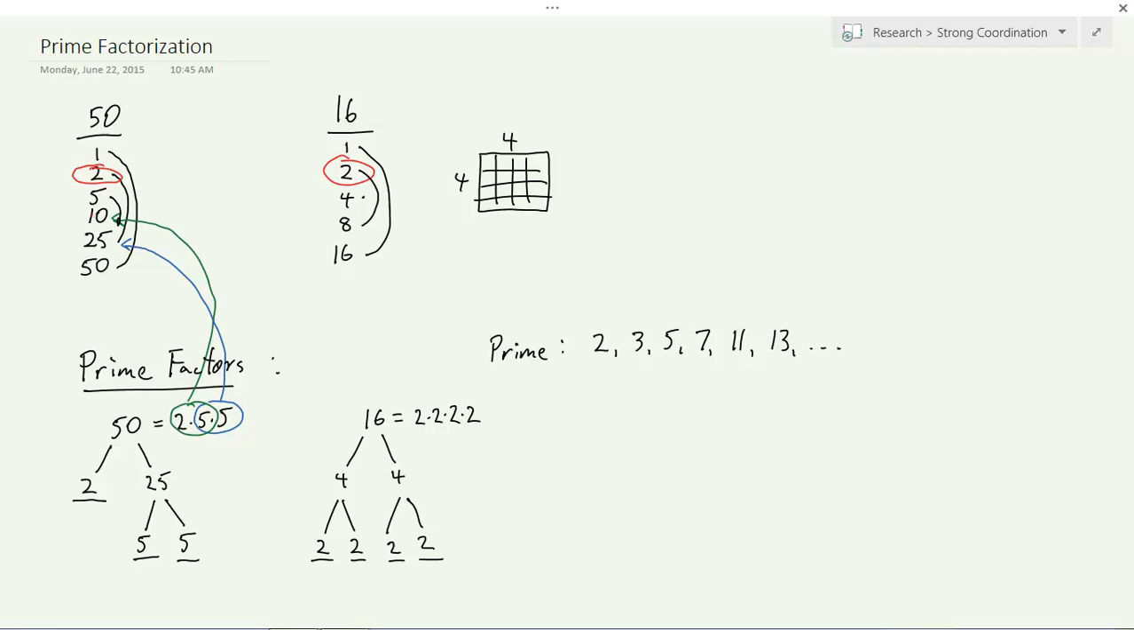Now, to demonstrate how we would use prime factors to calculate this greatest common factor, I want to do a larger example. These examples are too small. They don't show you the benefit of doing the prime factor method. So let's make a much larger example here. So let's factor the number 120.